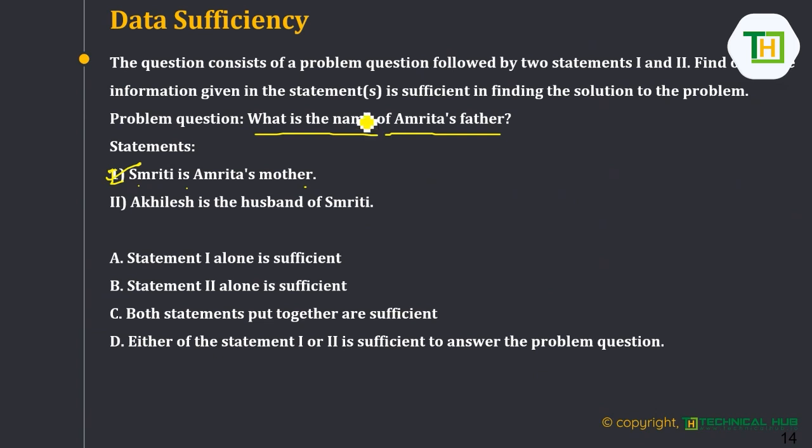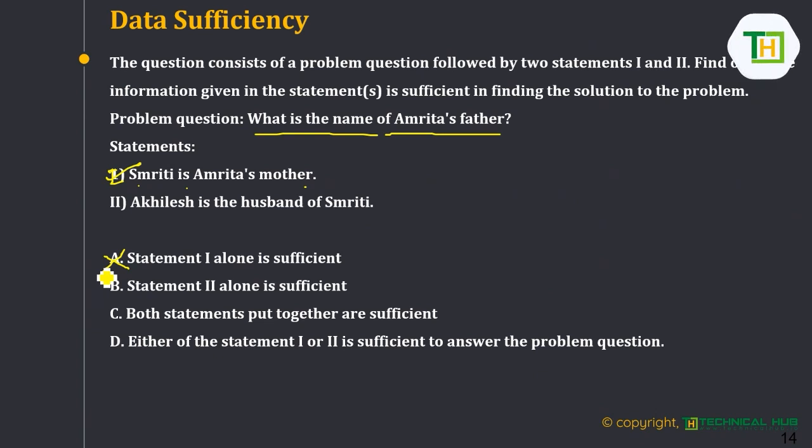But I want the name of Amrita's father. I know Smriti is Amrita's mother, but I don't know the father's name. That means "statement one alone is sufficient" is the wrong option, because if I take the statement one alone, I can't find the answer. I cannot find the name of Amrita's father.